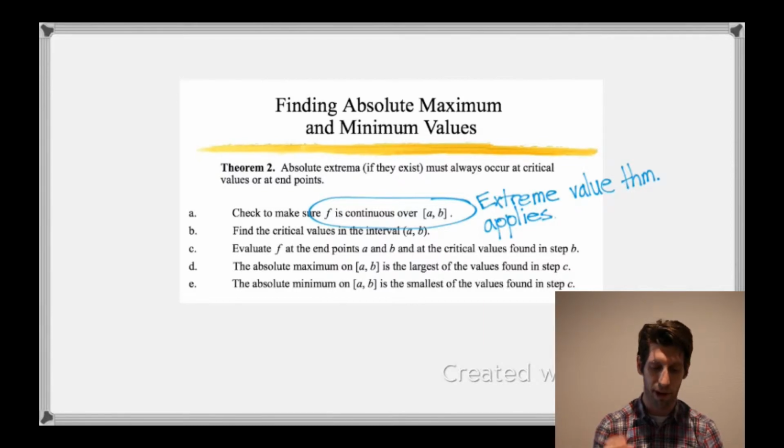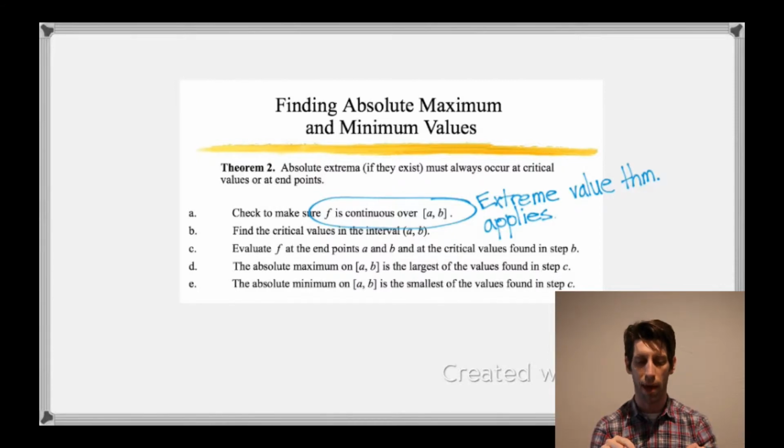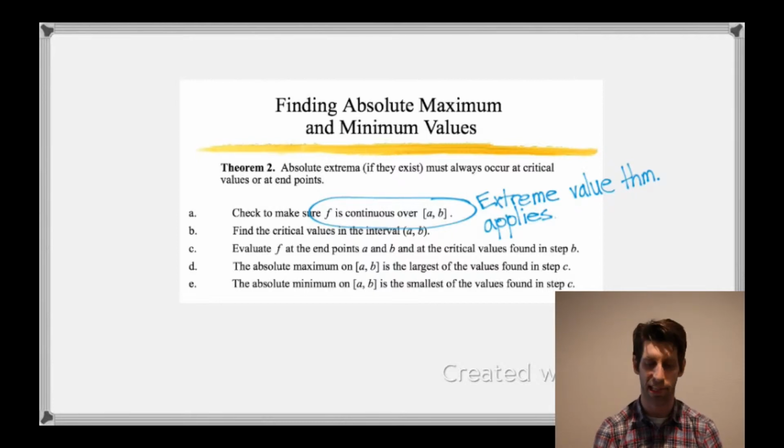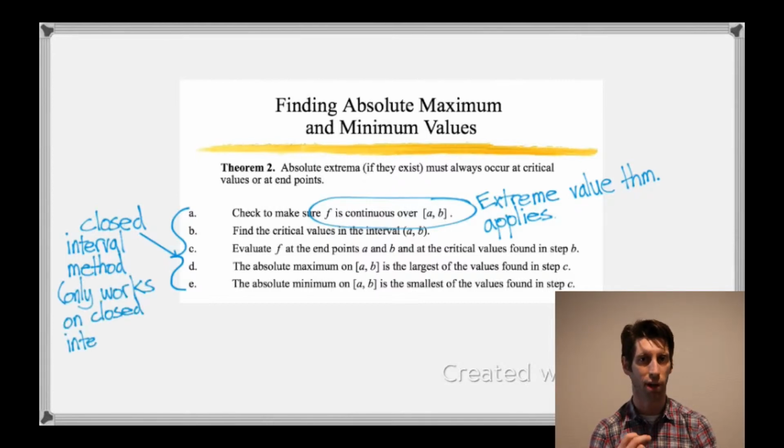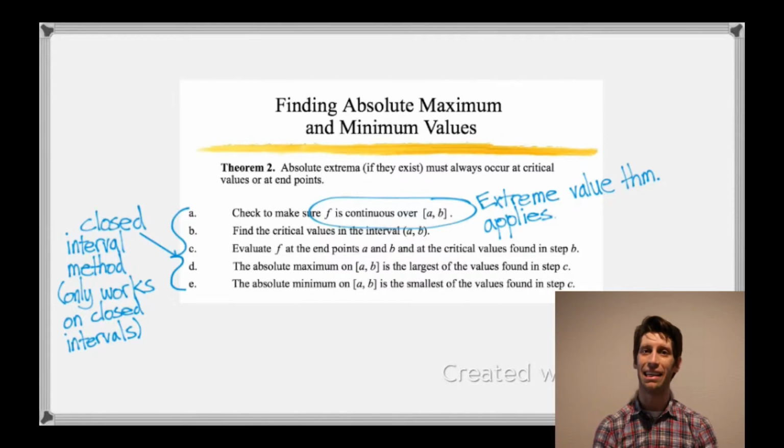Finally, step D, the absolute maximum of the function on this closed interval from a to b is the largest of the values that you found in the last step. And finally, part E, the absolute minimum of the function on the closed interval from a to b is the smallest value that you found in step C. Together, these steps are sometimes called the closed interval method. We call it that because it only works when you have a closed interval on which to work and a continuous function on that closed interval. Both these conditions are very important for this technique to work.